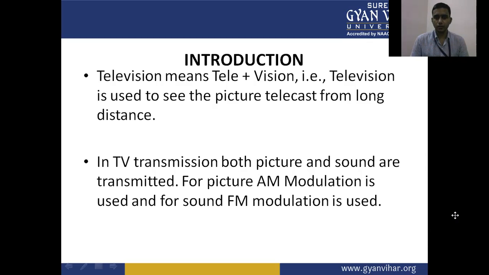In TV transmission, both picture and sound are transmitted. For the picture, amplitude modulation is used, and for the sound, FM modulation is used. So in the TV system, AM is used for the picture, and sound modulation is based on FM modulation. AM modulation and FM modulation were already discussed in the communication system in the previous semester.